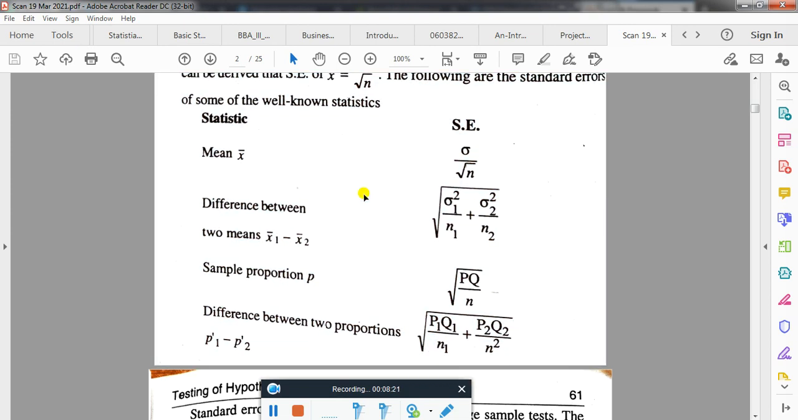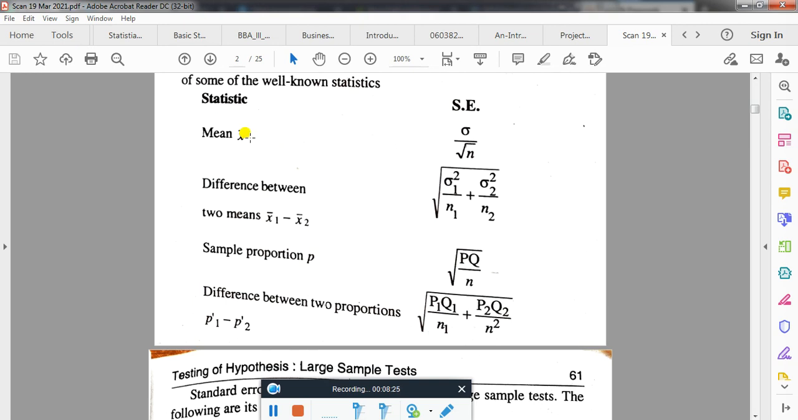So this is the story of statistics. I will come to it later on, but timely let me tell you: standard error of x bar is what? Sigma upon square root of n. Difference between two means, when you are comparing two parameters.